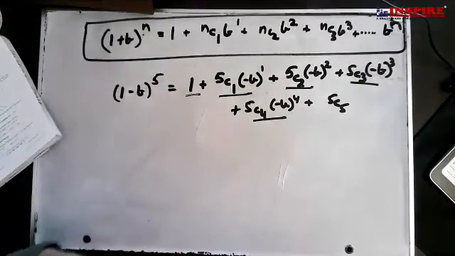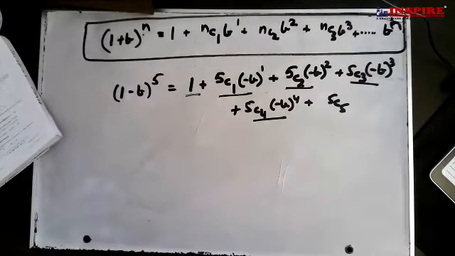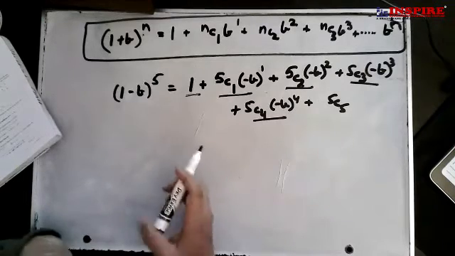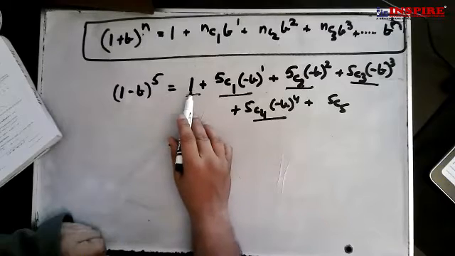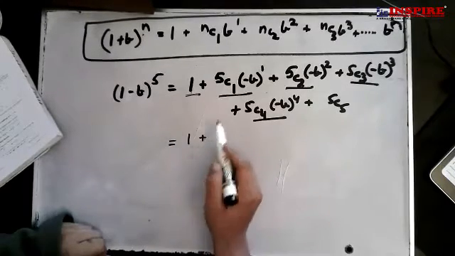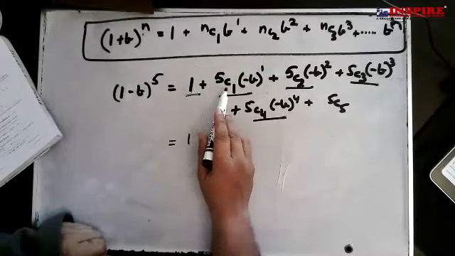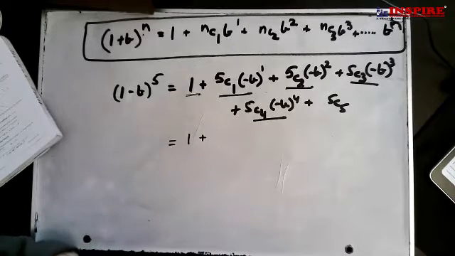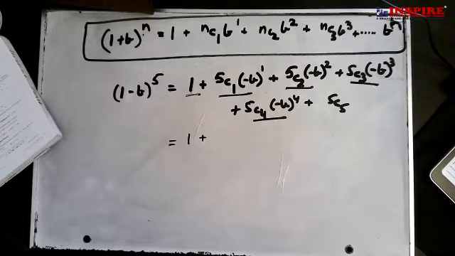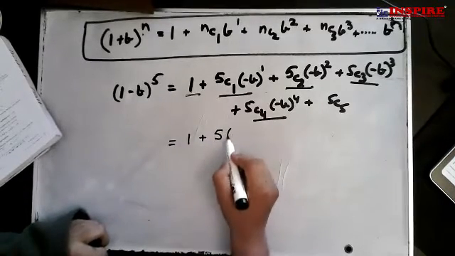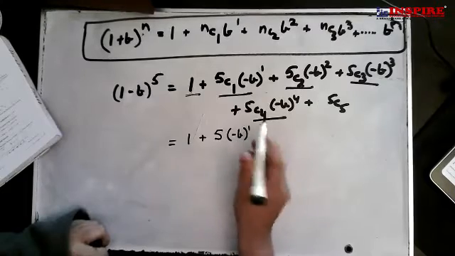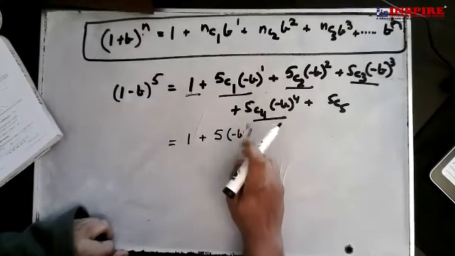1. So we understand that the next step is very important. 1 plus, pick up the calculator, do 5C1. What's the answer? 5. Brilliant. 5C1 is 5. Minus b to the power of 1 is actually a minus b.